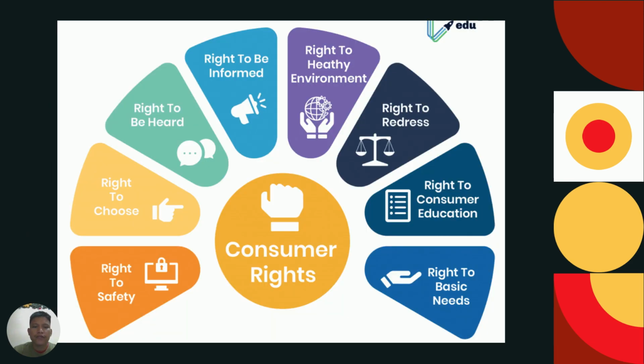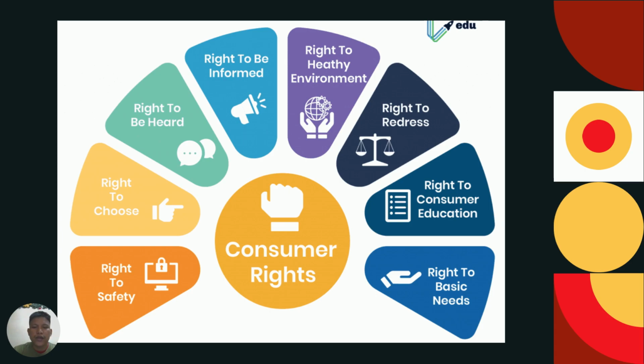So I have here the different consumer rights that we should know in buying products and availing of different services. Number one, right to basic needs. Number two, right to consumer education. Number three, right to redress. Number four, right to healthy environment. Number five, right to be informed. Number six, right to be heard. Number seven, right to choose. And number eight, right to safety.